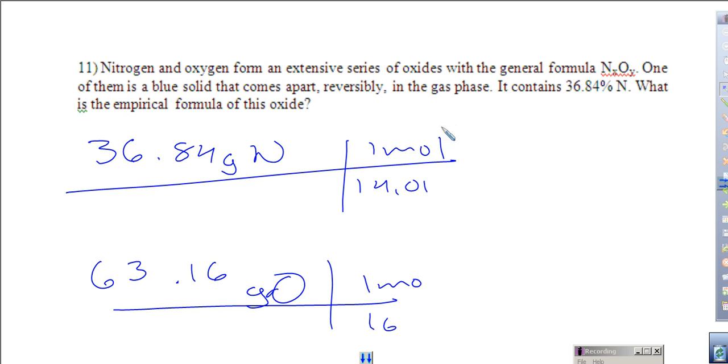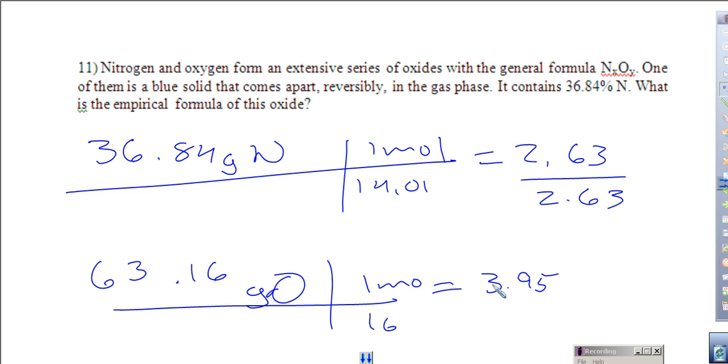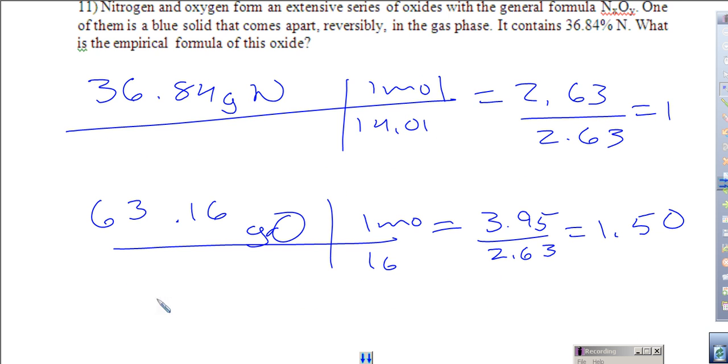So you divide these numbers out. 36.84 divided by 14.01 gives you 2.63, and this one down here gives you 3.95. So you divide both of these numbers by 2.63, the lower one. But whenever you divide 3.95 by 2.63, you end up getting 1.50, which is a number that falls outside of the range that you can round in. So in this case, your formula looks like NO1.5.